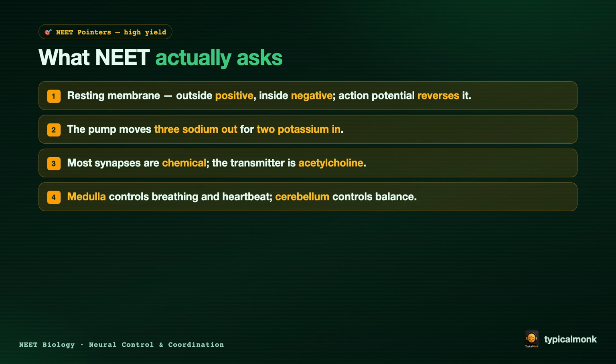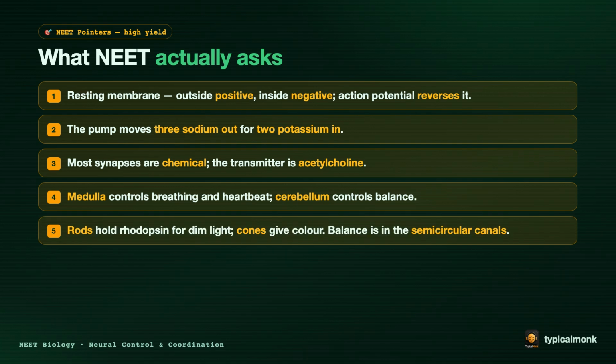4. The medulla controls breathing and heartbeat. The cerebellum controls balance. 5. Rods hold rhodopsin for dim light, cones give color, and balance sits in the semicircular canals.